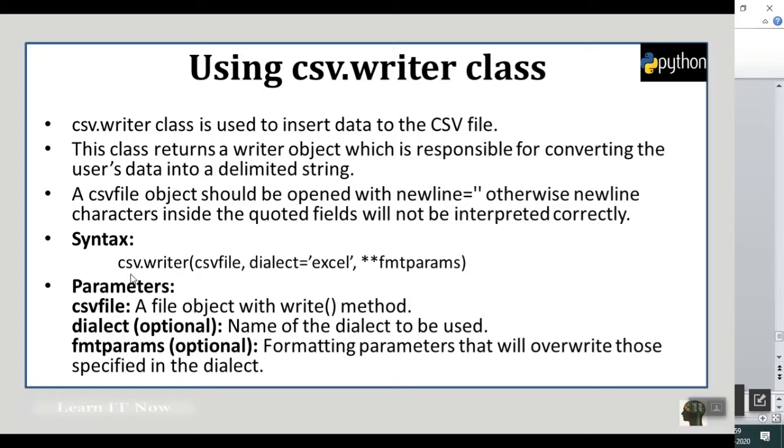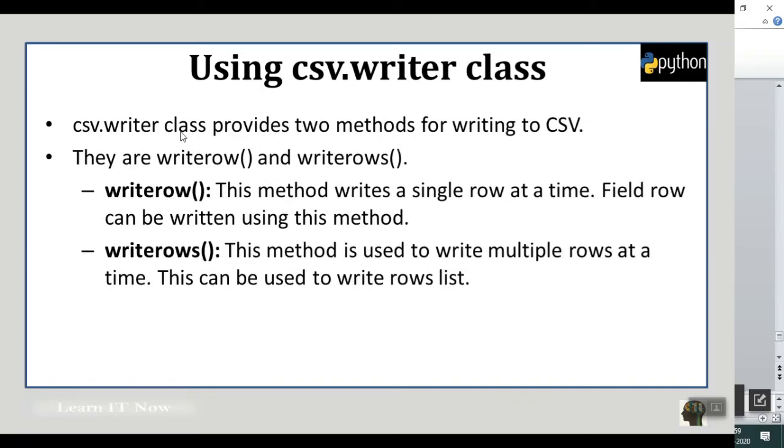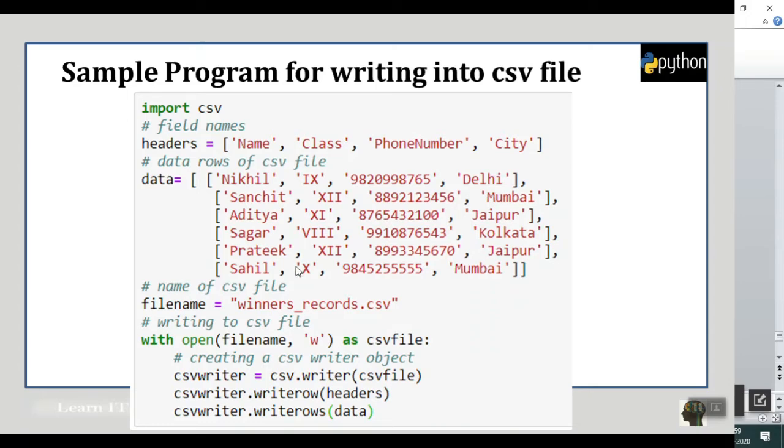Okay, so with csv.writer, we'll write the name of the CSV file, dialect is excel, and fmtparams. What is fmtparams? It is a formatting parameter that will override the dialect if we are using some other language in writing. If it's English, no problem, excel can be used. And these two, dialect and fmtparams, are optional. It has 2 methods, writerow and writerows. writerow is used to write a single row at a time and writerows can write multiple rows at a time.